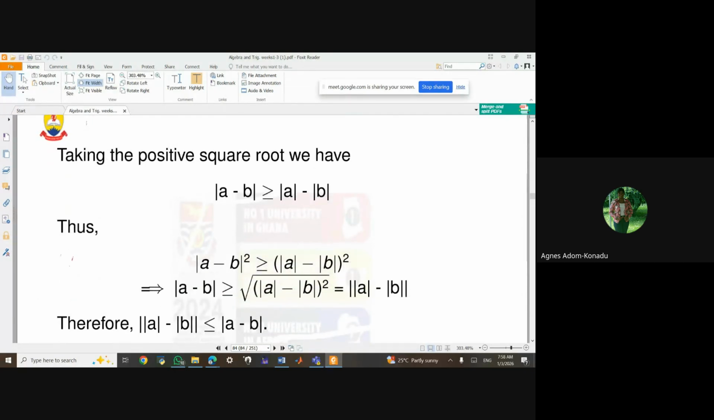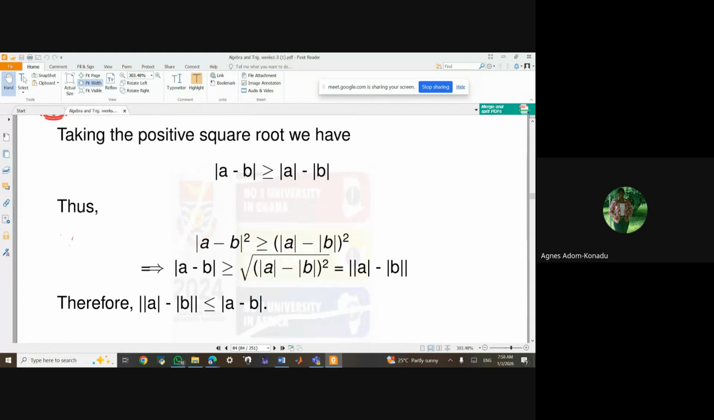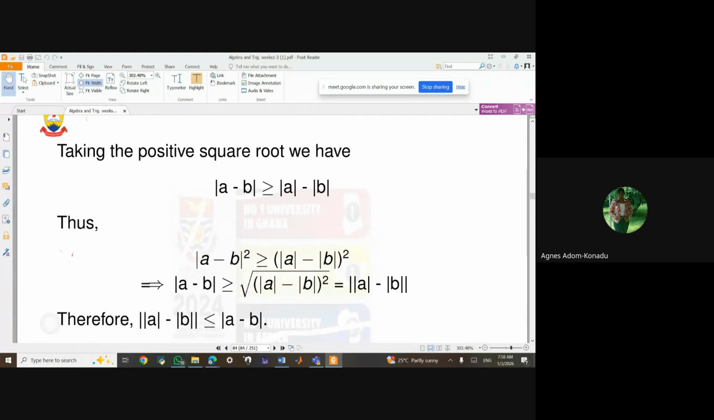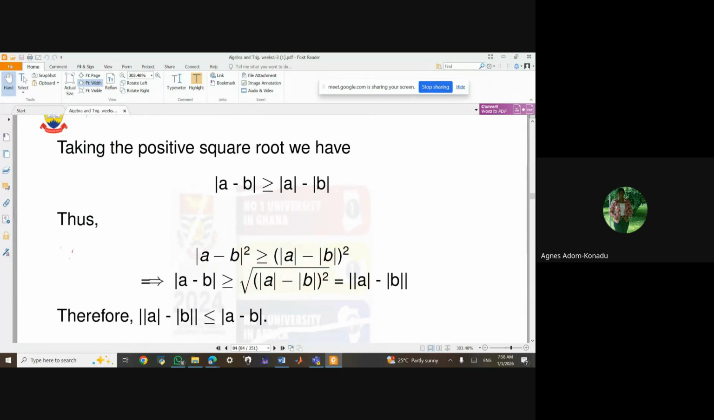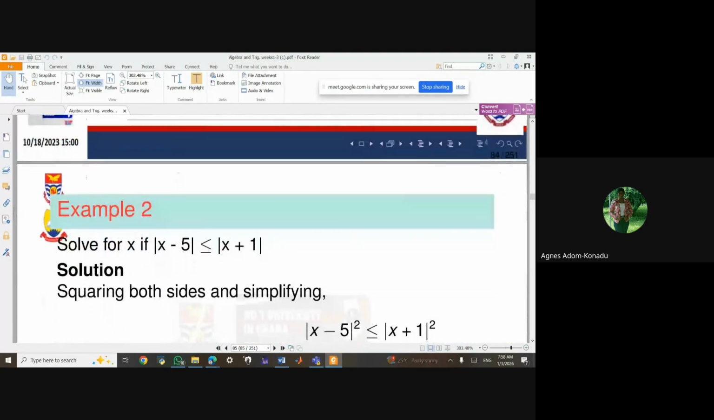We have others. I want to skip this because I don't want to disturb you this morning. You can take your time and then read through them. It's a continuation of the proof, but I don't want to disturb you, please.